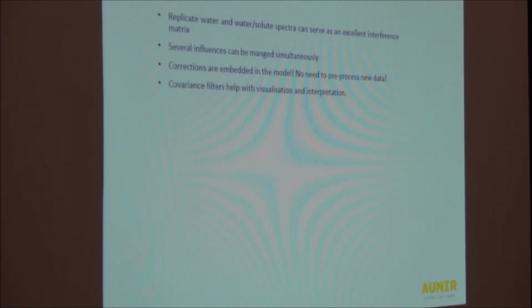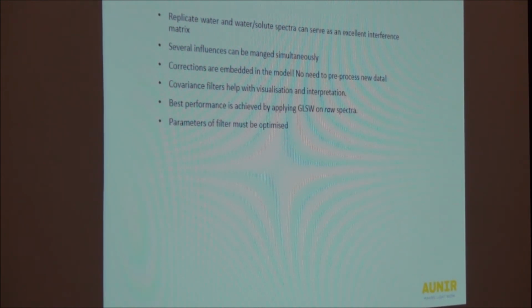Covariance filters help visualization and interpretation. I advise you to look at the TSKnee. It's a method that is often neglected by the Chemometric Society, but I think it sometimes gives you more information about the intricate features of a very diverse data set. Best performance is achieved by applying GLSW on raw spectra. So you don't need to pre-process the spectra by derivative methods, for example. We can just apply it on the raw spectra.